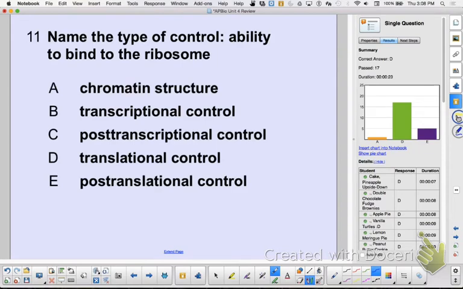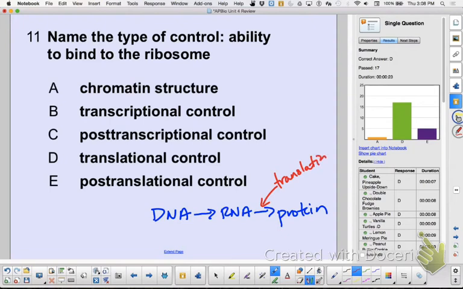If you are binding to a ribosome, what are you doing? What process? Translation. Okay? Remember your central dogma. DNA, RNA, right? Protein. What is this part called? Translation. What is this part called? And if the DNA is just making more DNA, what's that called? Replication. That's your central dogma.